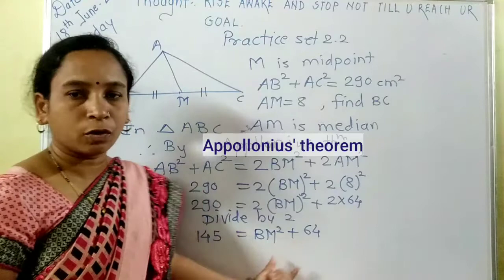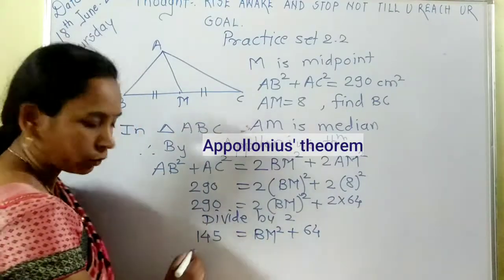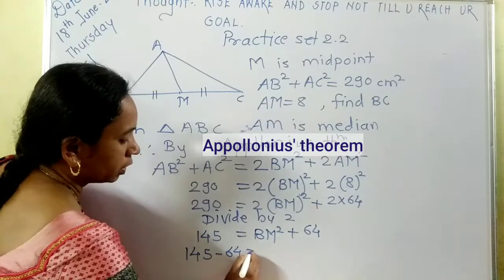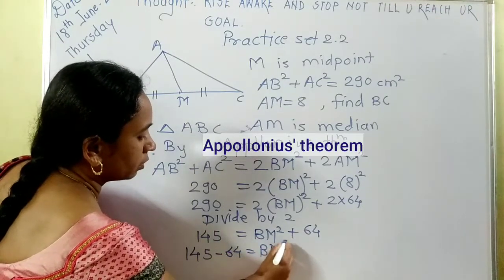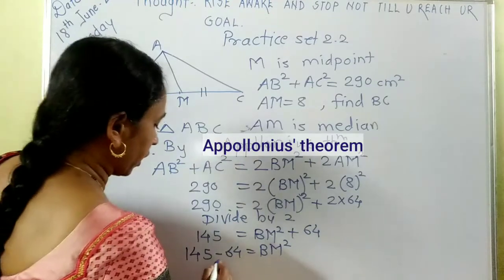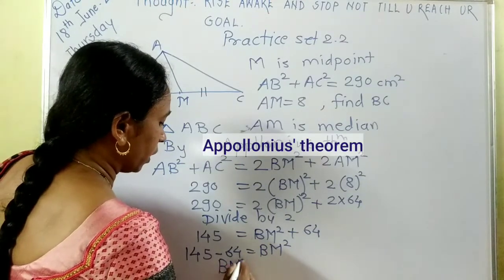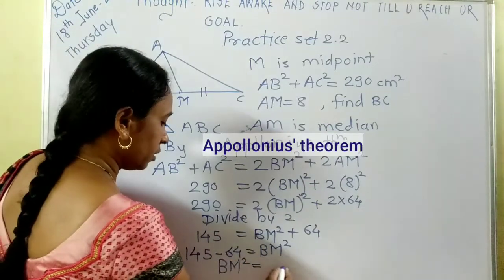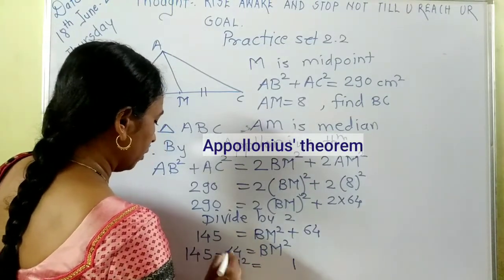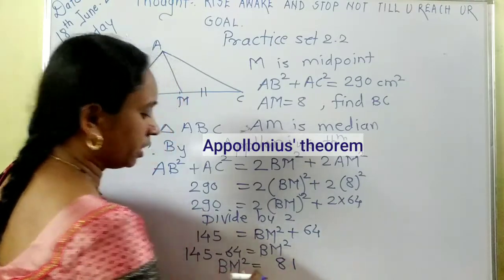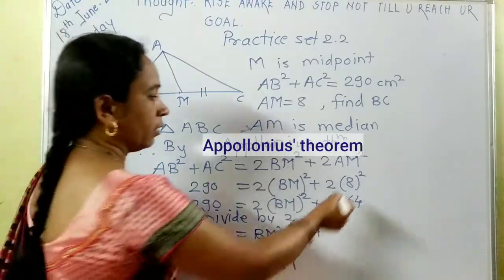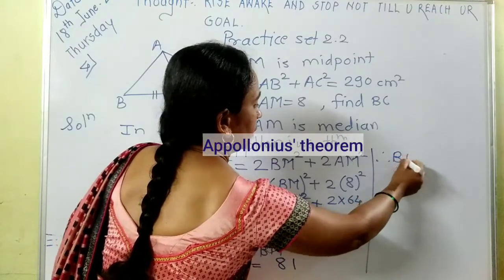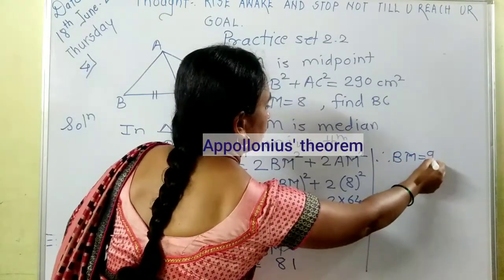Transfer 64 on this side, so we will get 145 minus 64 is equal to BM square. After subtraction, BM square is equal to 5 minus 4, it is 1. 14 minus 6, it is 8. So BM square is 81. Therefore, taking square root on both the sides, we will get BM is equal to 9.